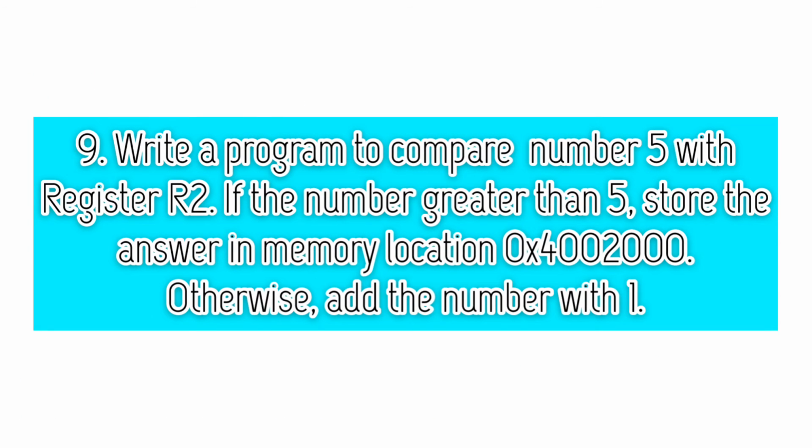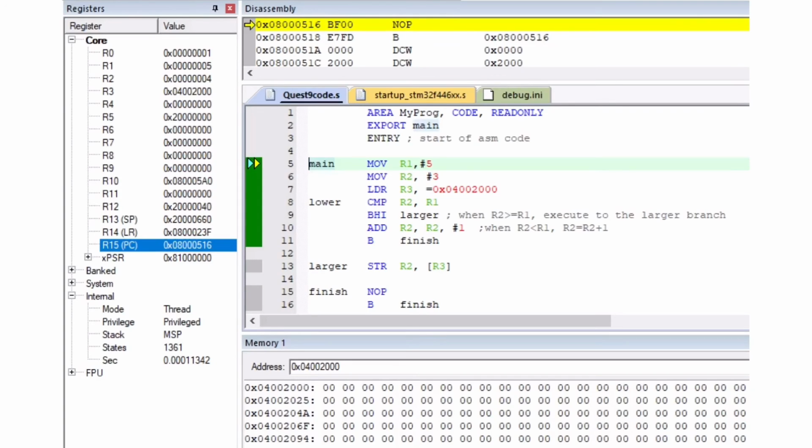For the last question, students need to write a program to compare the number 5 with register R2. If the number is greater than 5, the answer will be stored in the specified memory location, that is 4002000. Otherwise, the number will be added with 1. For this question, there are two results, which are when R2 is less than R1 and when R2 is larger than R1. First, I will explain when R2 is less than R1.